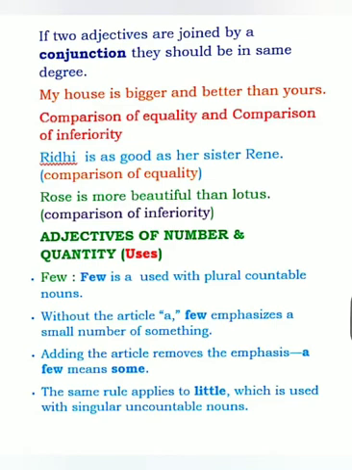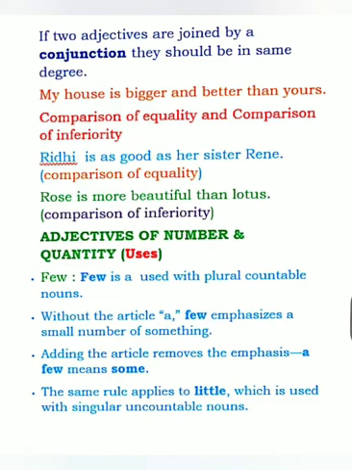Now comes the comparison of inferiority. Now what does this mean? This means that when we are comparing between two dissimilar or unequal things or persons, okay, that time we use not so as, or less than, or more than. Like for example, rose is more beautiful than lotus. Now rose is a different flower and lotus is a different flower, so when we are comparing them, we are using more than, okay. We can similarly use not so as also, less than also, okay. So I hope this much is clear.